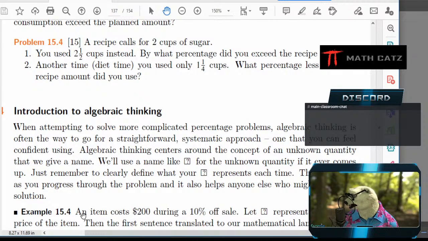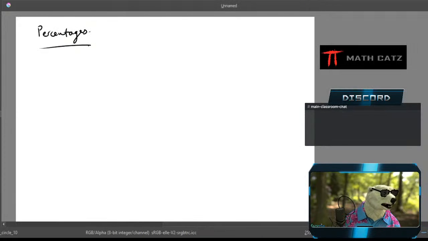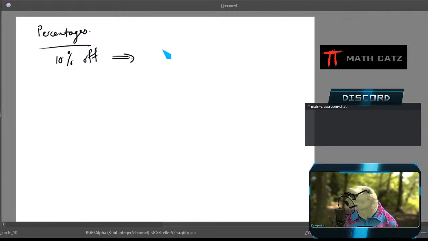If I look at this bottom example, an item costs $200 during a 10% off sale. That's what I want, really. I don't want anything else. $200 during a 10% off sale. So 10% off results in a price of $200. The question is, what is the original price? What was the original price? So I have the information to find that, but it's sort of backwards.